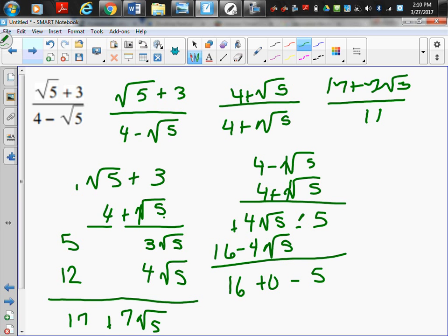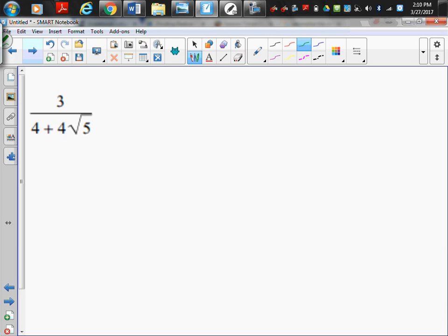Alright. Let's look at another example. 3 divided by 4 plus 4 square root of 5. We got an addition, but no subtraction. So I have addition, so I'm going to have to use the what? What's the vocabulary word? Conjugate. So this is a plus, so the conjugate's a minus. Alright, so 4 minus.